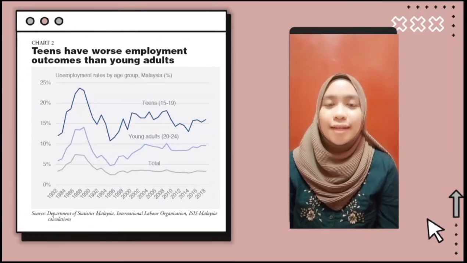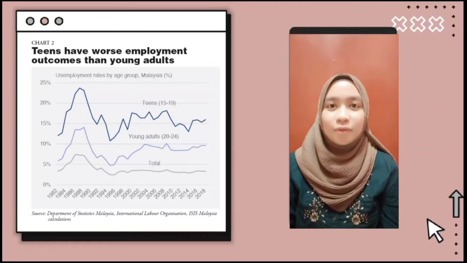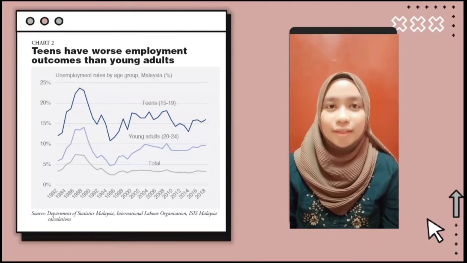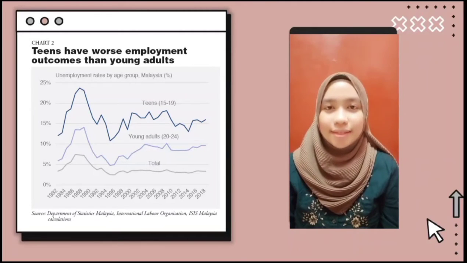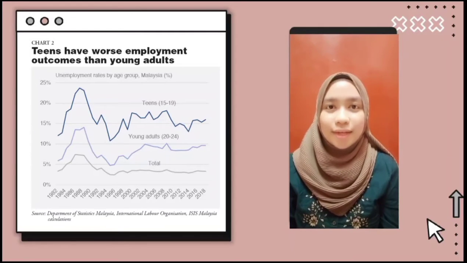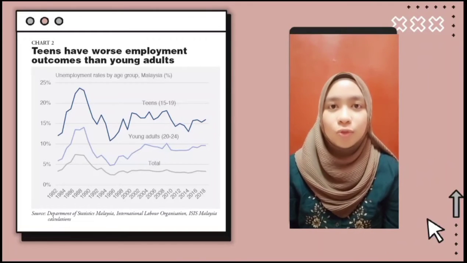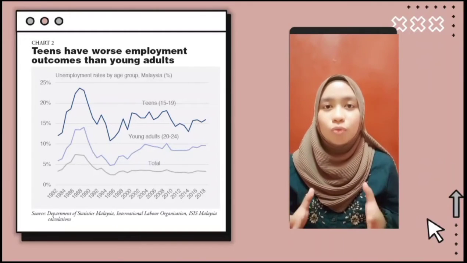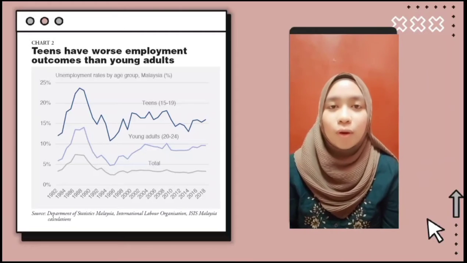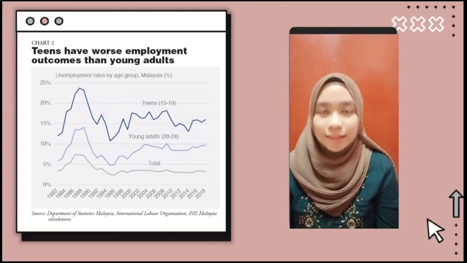With chart 2, this line graph shows that teenagers have worse employment outcomes than young adults. For the y-axis, it represents unemployment rate by age group, while the x-axis represents years. Before this, in chart 1, youth unemployment was for ages 15 until 24. Since Malaysia's youth unemployment is more toward teenagers, the data is broken down into a narrower age band, which is from 15 years old until 19 years old.